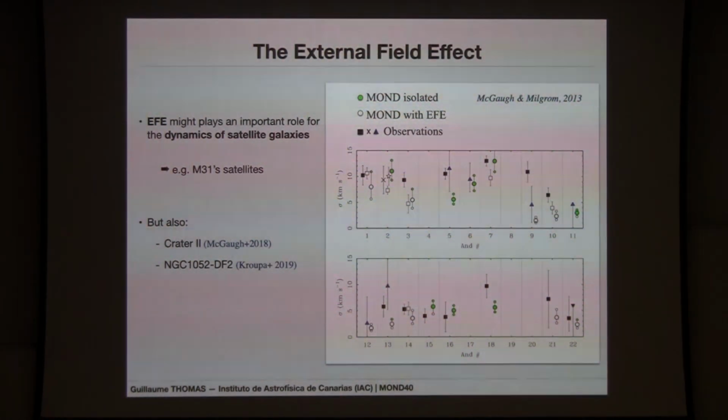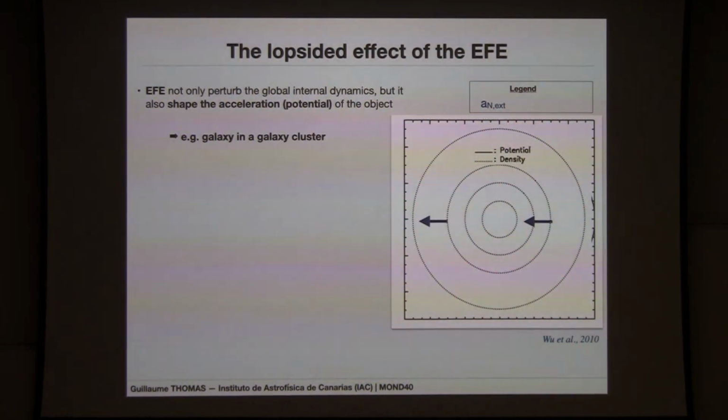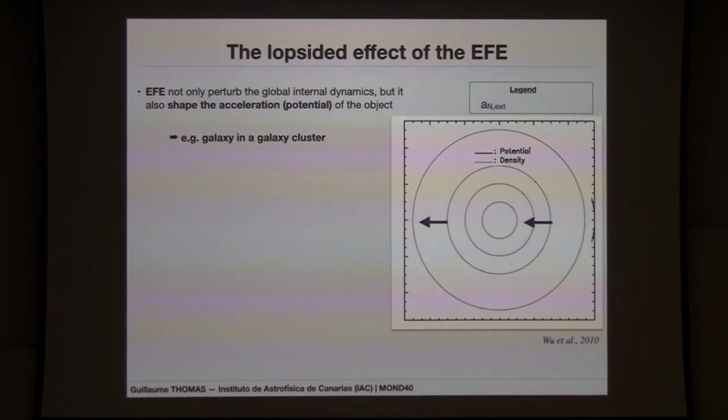This has also been shown with many other dwarf galaxies since, like Crater 2 and DF2. But another thing which is really often neglected is that not only can the external acceleration modify the internal dynamics of the object, but it can also perturb and shape the acceleration or the potential by modifying it.